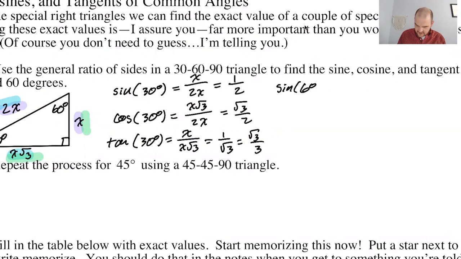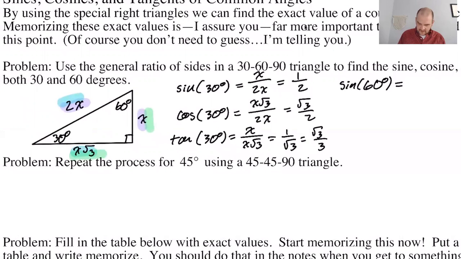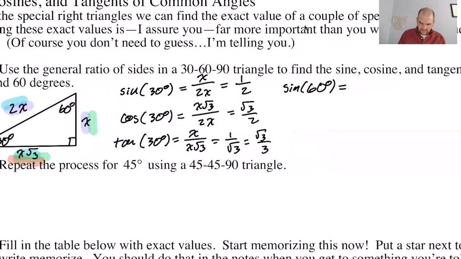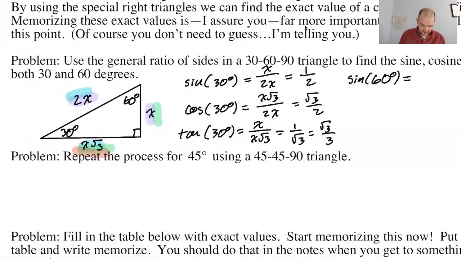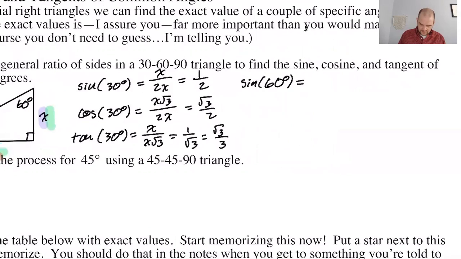All right, sine of 60 degrees. So we look at it and we're going to need the opposite, here we go. That's x root 3. And while we're there, the hypotenuse is 2x, right? So let's just do x root 3 over 2x.